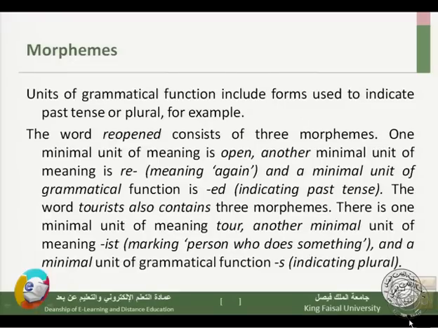Units of grammatical function include forms used to indicate past tense or plural. For example, the word reopened consists of 3 morphemes. One minimal unit of meaning is open. That's the original word, as we said in Arabic, the original part of سأنقذك is naqada, or the words we studied with alima. So that's the meaning.